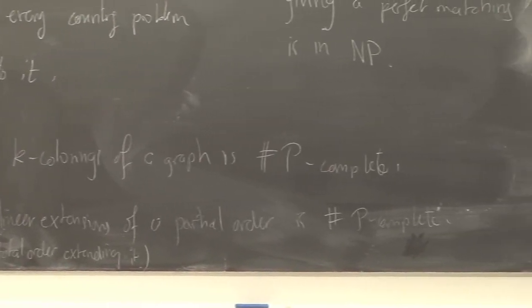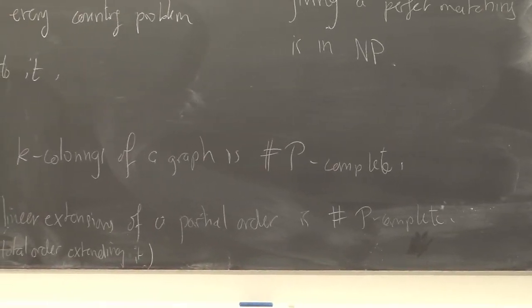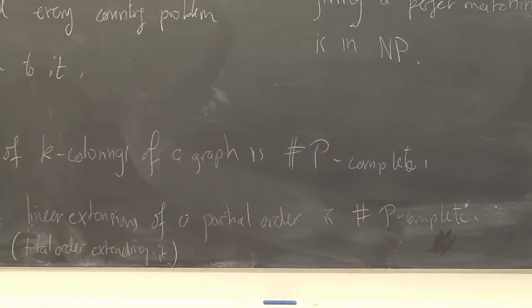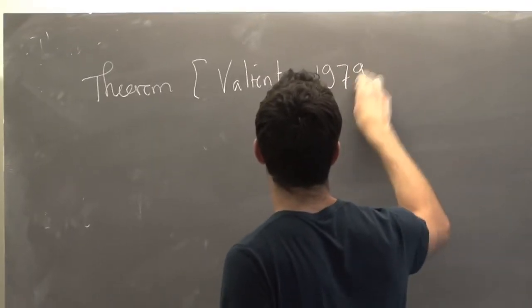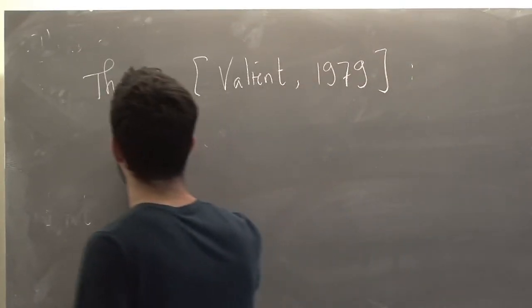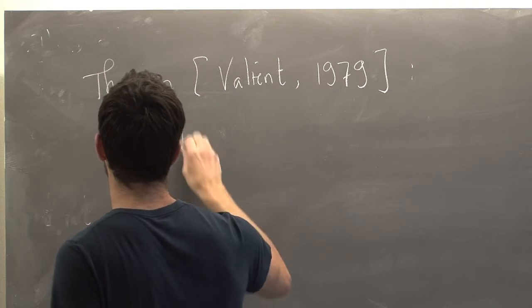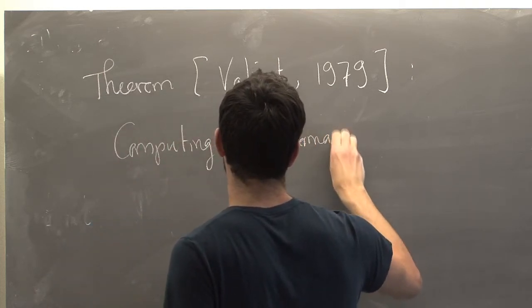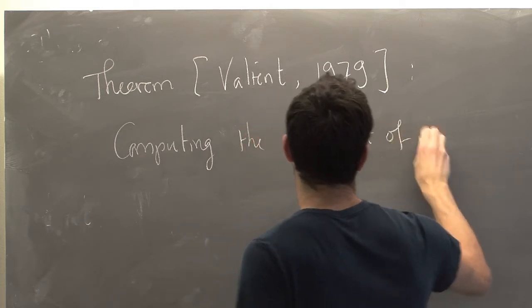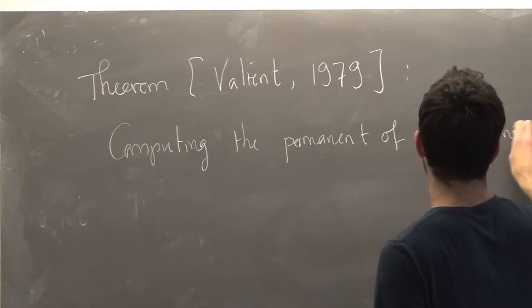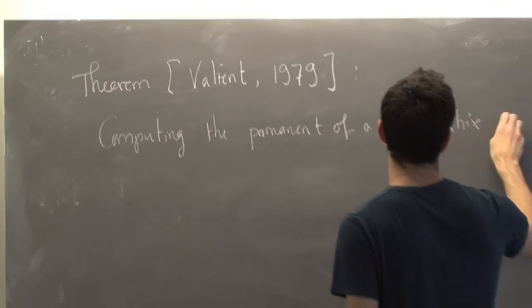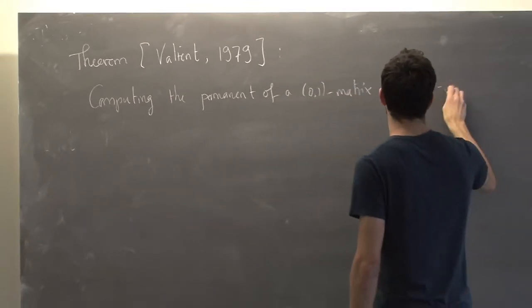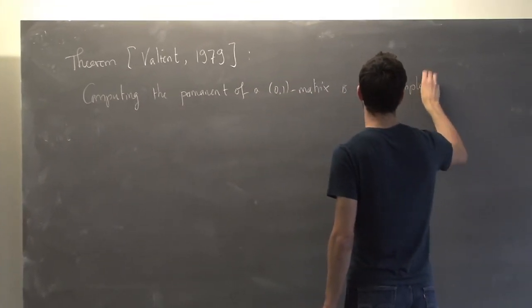Now here's the theorem by Valiant in the 70s, 1979. Computing the permanent of a 0-1 matrix is sharp P complete.